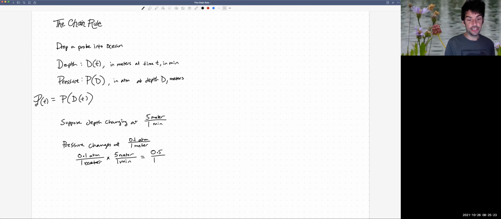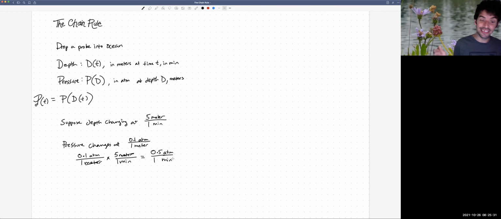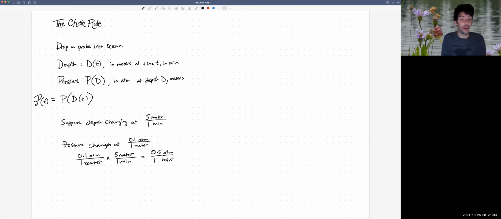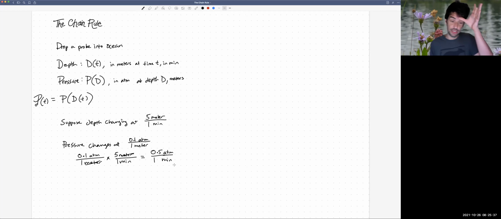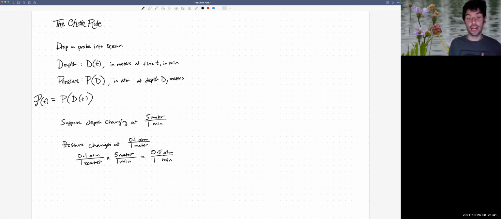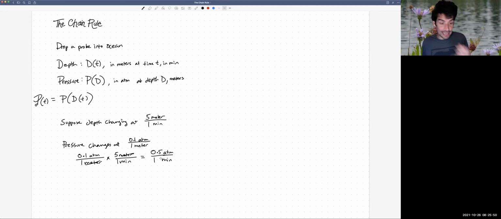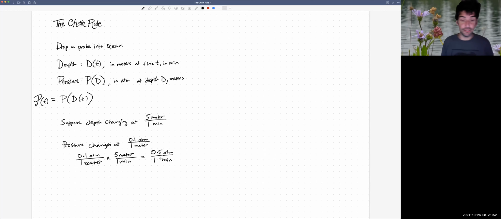Notice that we get the units of meters canceling out. And what we're left with is atmospheres per minute, which is exactly what we wanted, right? This tells us how a change in time relates to a change in atmospheres, okay? Let's put this in the language of derivatives.